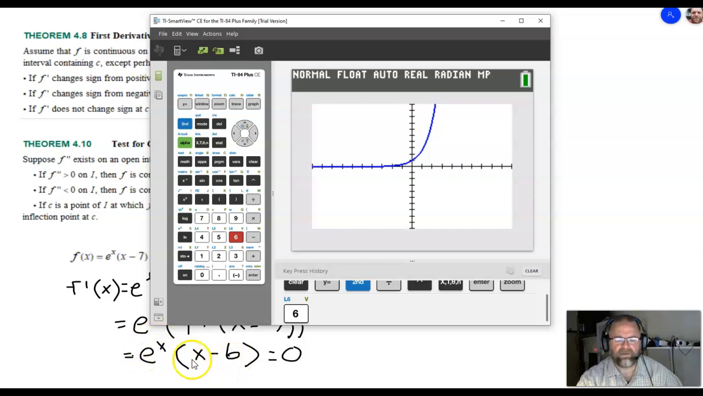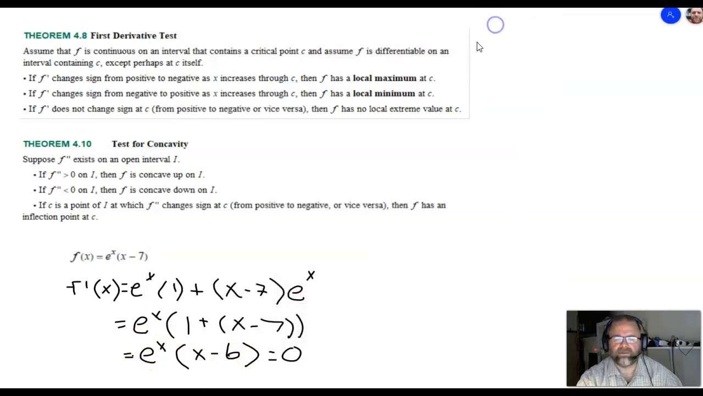So we just have to look at the factor x minus 6 equal to 0. And that's going to leave us with just a critical value. Excuse me. x is equal to 6, right? Because we set that equal to 0.